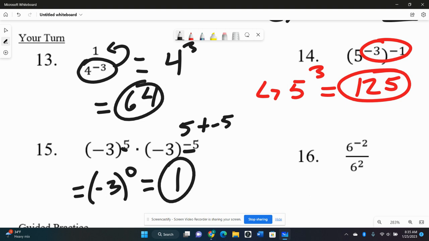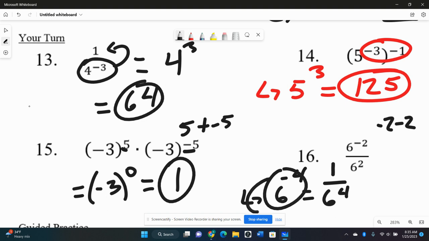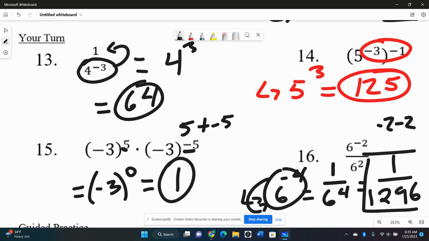Then number 16, I would have to subtract these exponents to get negative 2 minus 2, which is negative 4. I see a negative exponent, so I have to flip it. Then 6 to the 4th is 1,296. So it's 1 over 1,296.